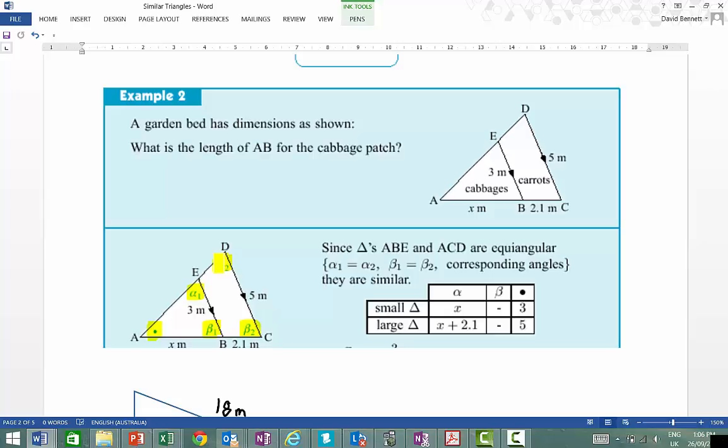And then the key thing is small triangle, large triangle. That's generally what you're going to have. When we're putting the sides there, X goes into the thing over here. We don't know A to E, or the B angle. We know that this side over here, A to C, is going to be X plus 2.1, isn't it? When we start looking at that. Alright?